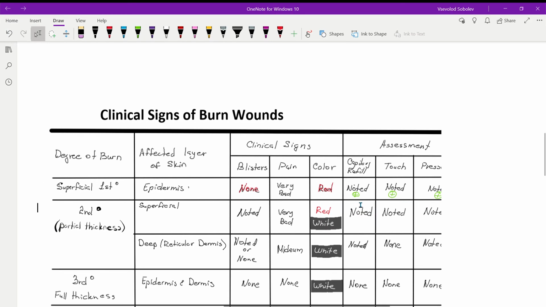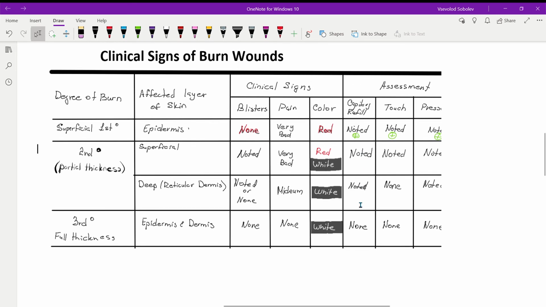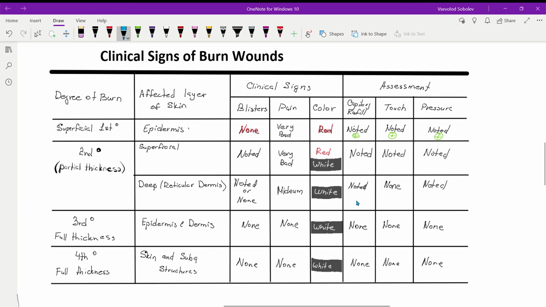Alright. So, clinical signs of burnt wounds. So, let's see. So we got degrees of burns. First superficial, second partial thickness. That divides into superficial and deep reticular dermis. Third degree full thickness and fourth degree full thickness.